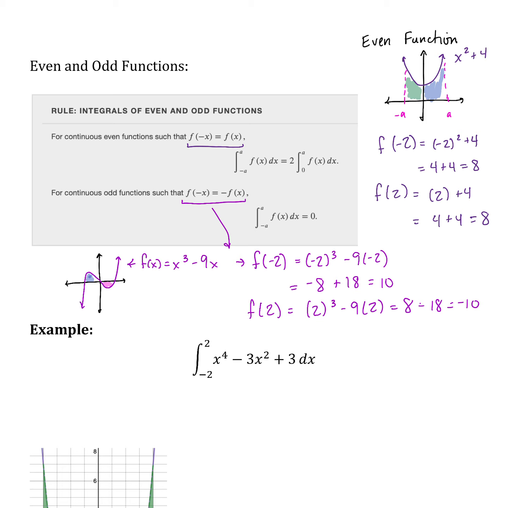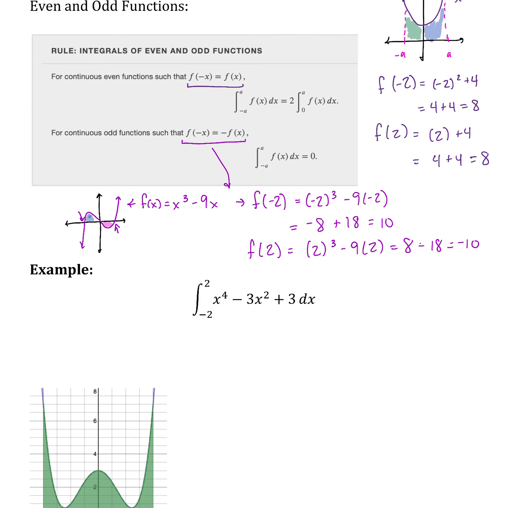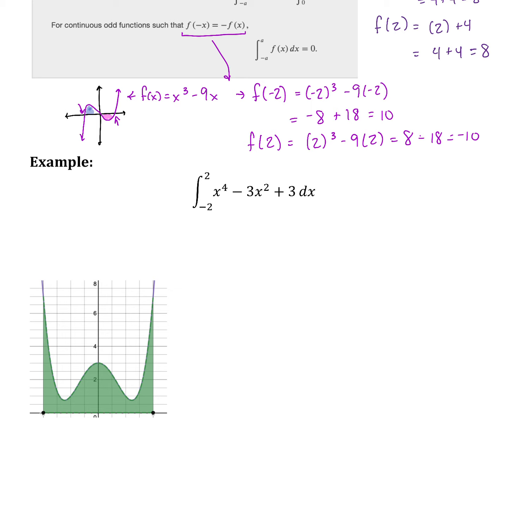These x values, those x-intercepts, are at the same place but opposite signs, and so that positive area and that negative area is going to cancel each other out. So let's take a quick look at a couple examples here.